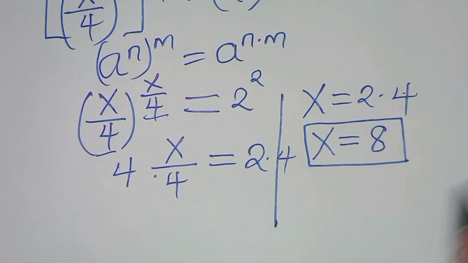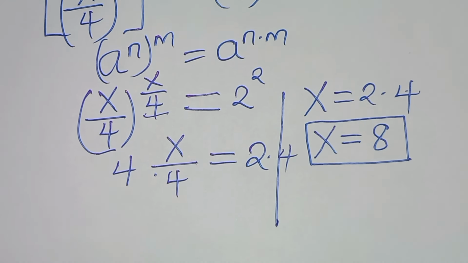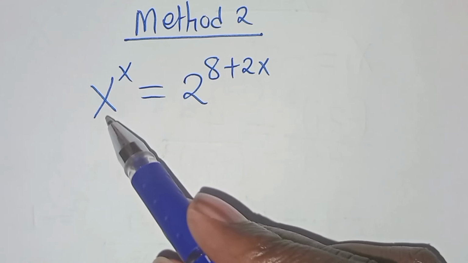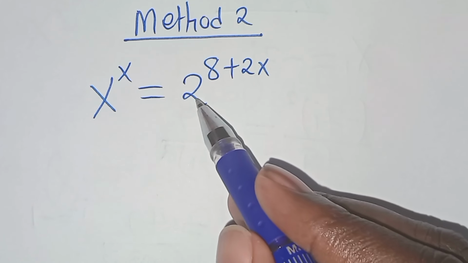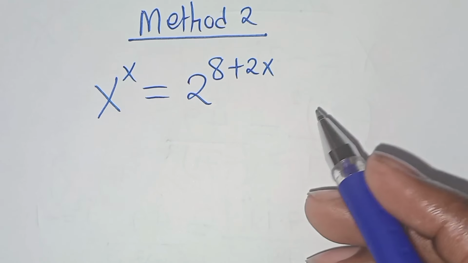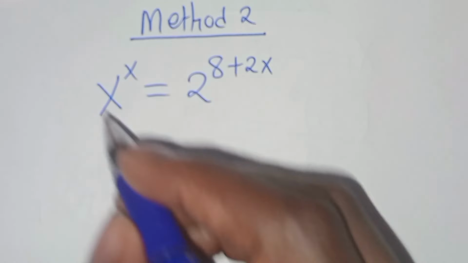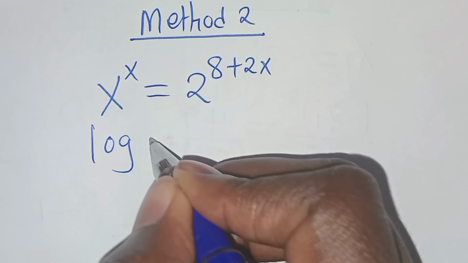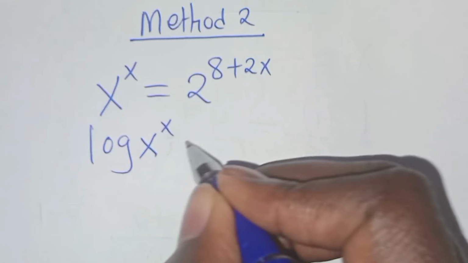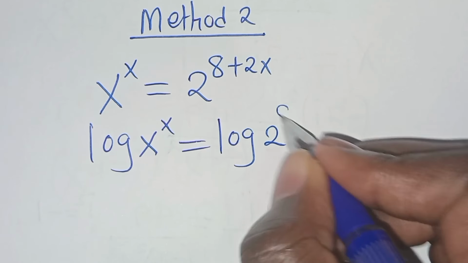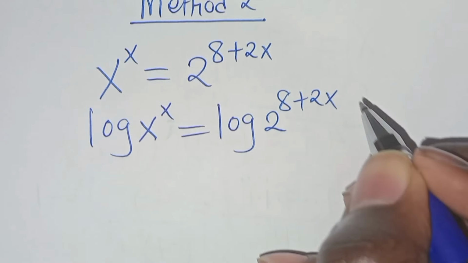So let's solve for the value of x by applying method 2 as follows. Now, by applying method 2 from here, we have x to the power x equal to 2 to the power 8 plus 2x. So we are going to apply logarithm on both sides. So we have log x to the power x equal to log 2 to the power 8 plus 2x.